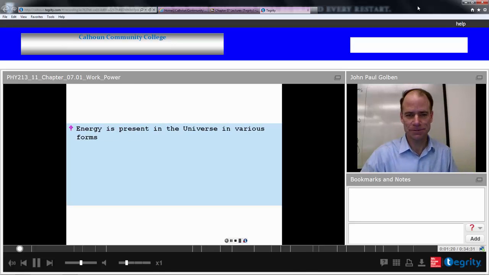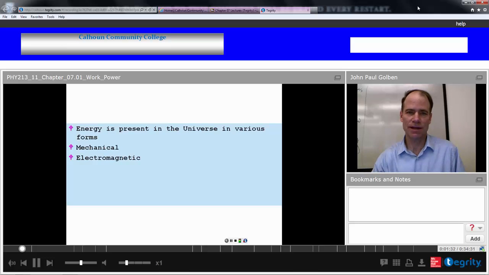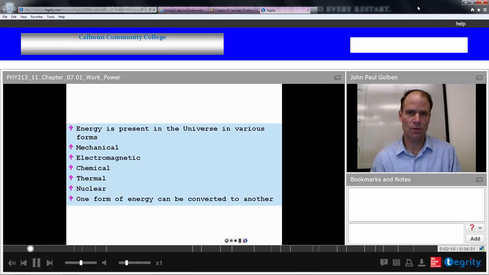So let's look at energy. Energy is present in the universe in various forms. There is mechanical energy, which we're going to focus on in this course. We have electromagnetic energy, the energy of electric fields, magnetic fields, electromagnetic waves, light. We'll focus on that in Physics 2 and Physics 3. Chemical energy, the energy of chemical bonds, say between molecules and atoms. We can have thermal energy, energy of heat exchange. Nuclear energy, a very powerful form of energy, the nucleus of the atom, what holds the atom together, very strong force, a lot of energy present there. Theoretically, one form of energy can be transformed into another form.